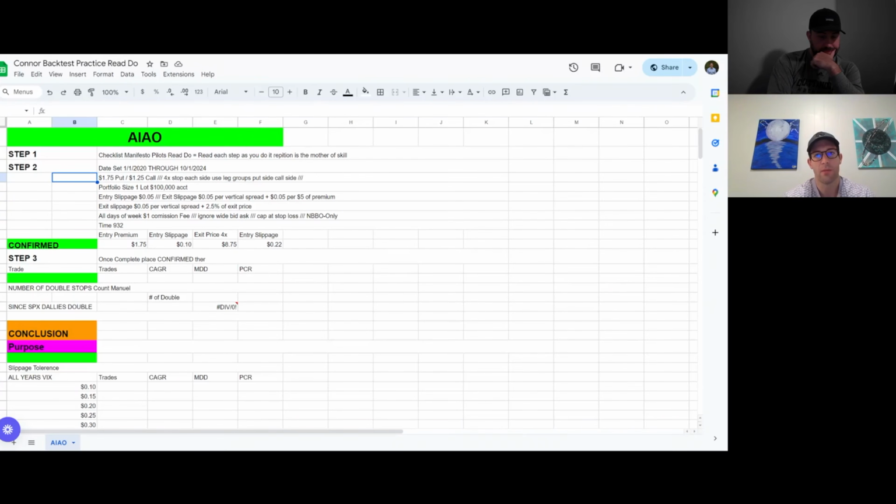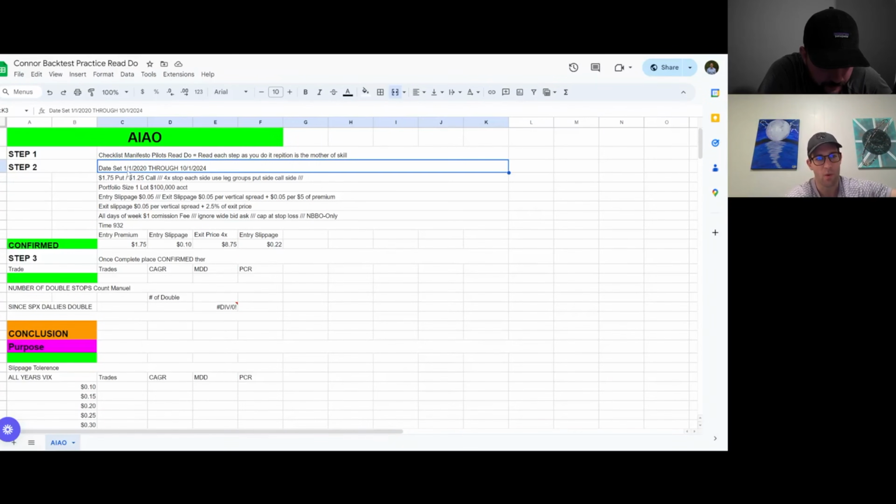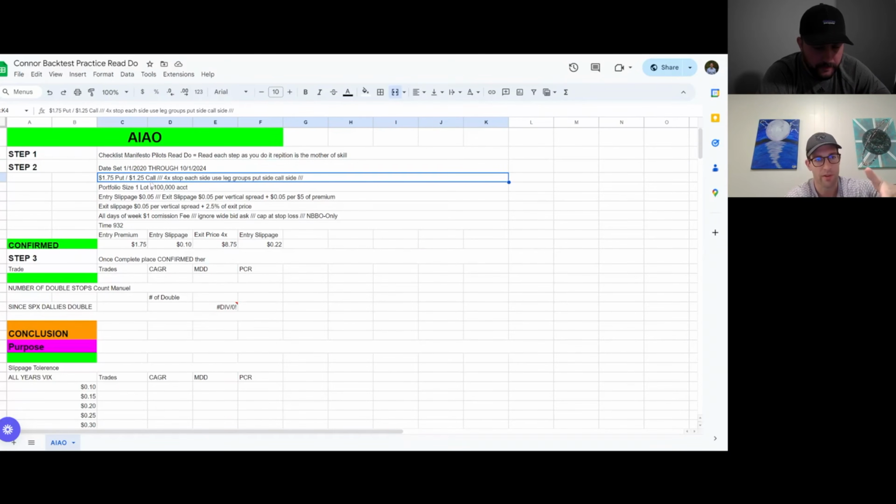So a pretty good practice when you're starting out to get better at it is what's called a read-do checklist, where you read it out loud as you do the steps. So in Options Omega, you would say: the data set is 1/1/2020 through 10/1/2024. I'm using a $1.50 put or a $1.75 put and a $1.25 call. Forex stop on each leg. I'm using leg groups, titled put side and call side.